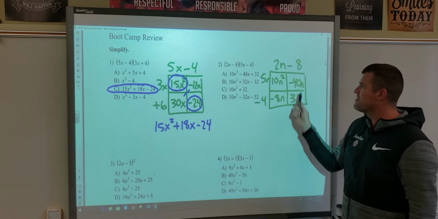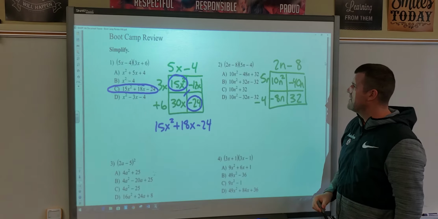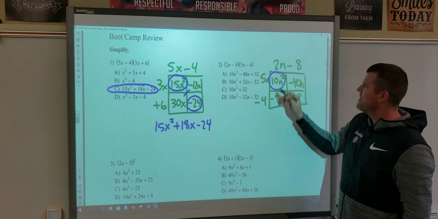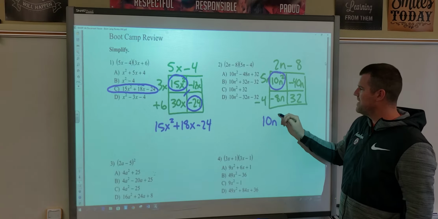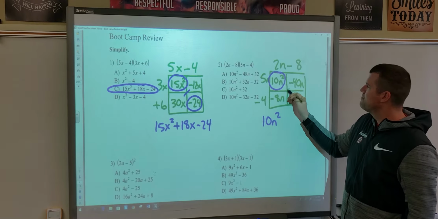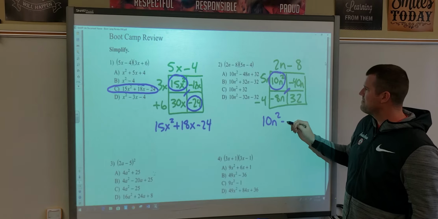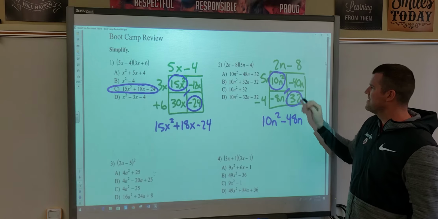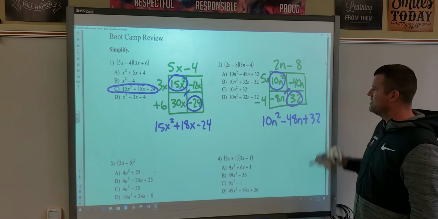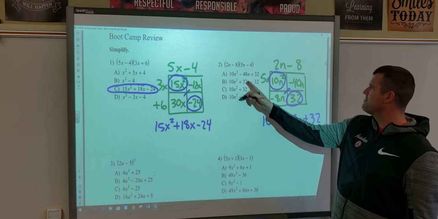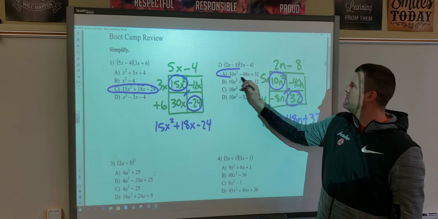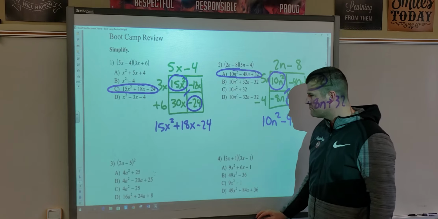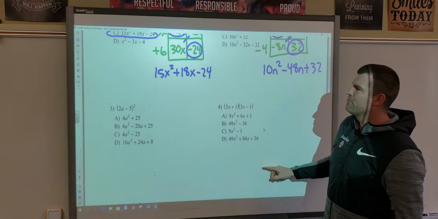Then we take our terms in our box. We're going to pull them out, combine like terms. Largest exponent goes first, so 10n squared. Combine our like terms, which gives us negative 48n. And then finally we have our constant plus 32. So 10n squared minus 48n plus 32. Number 2 is A.